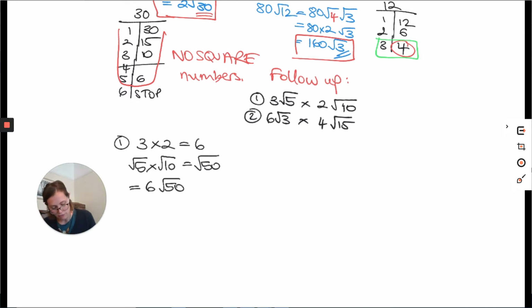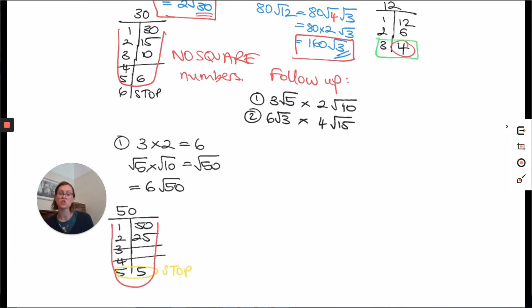But if I write the factors of 50, I get 1 and 50, 2 and 25, 3 doesn't go, 4 doesn't go, and 5 and 5. And then you've got a repeat, so that's when you stop. So when I draw my snake, there is a square number on that list. The square number you need to pick is the 2 and the 25 because 25 is a square number.